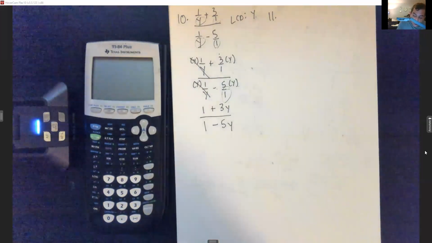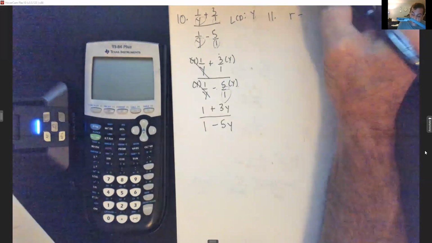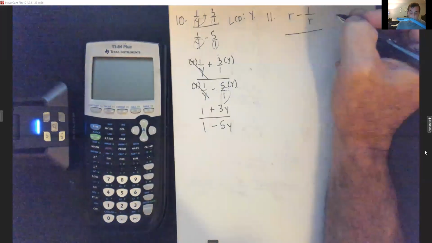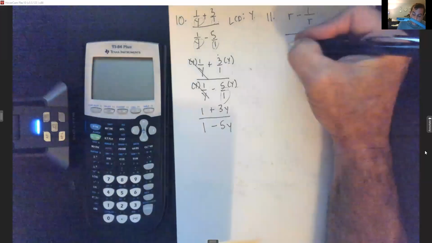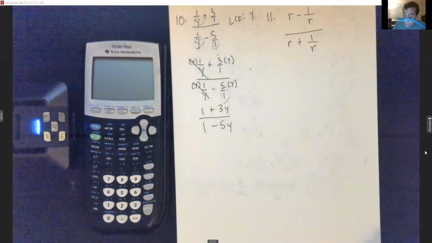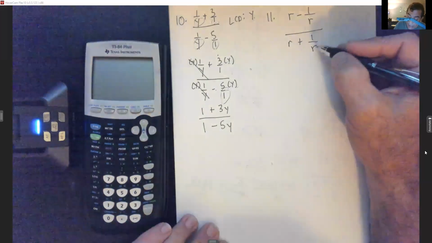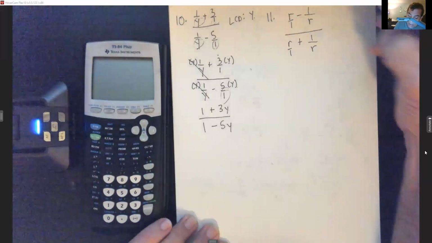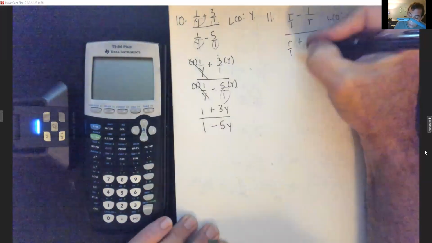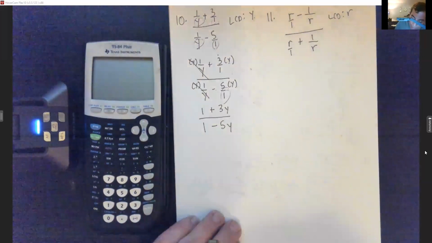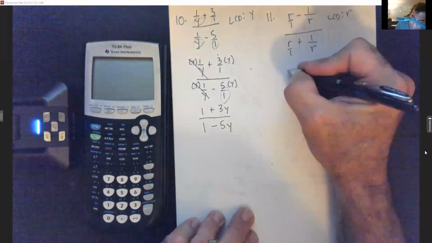All right, same thing. R minus 1 over r, all over 1 plus 1 over r. Since I got the variables on the bottom, I'm going to do that one like I did this one. I'm going to put 1s under those r's. And the LCD is 1 in r, which is r. All right, so let me write these again.